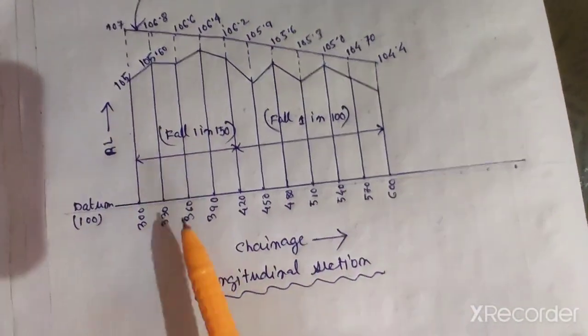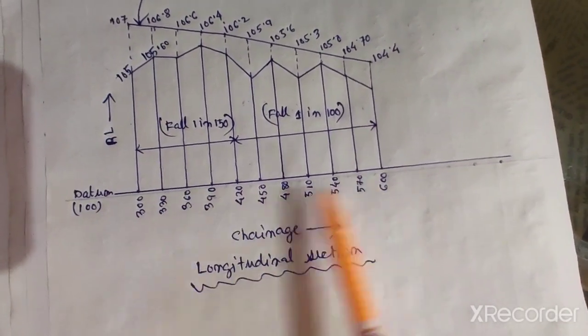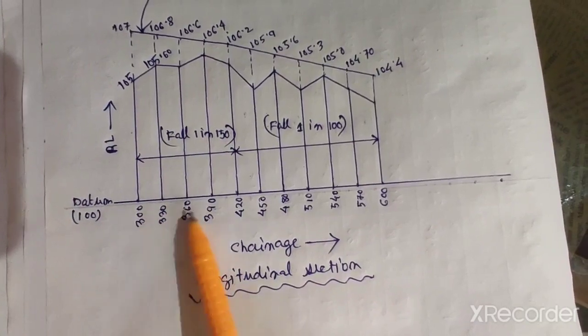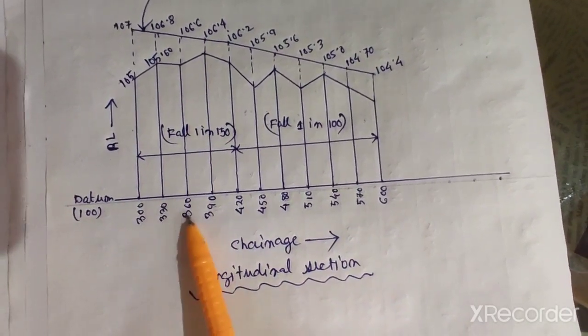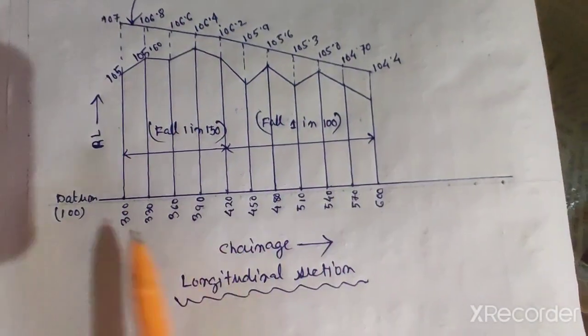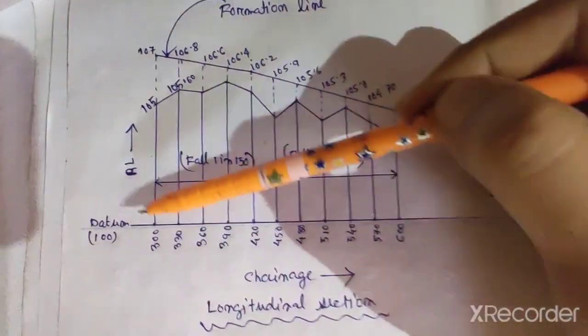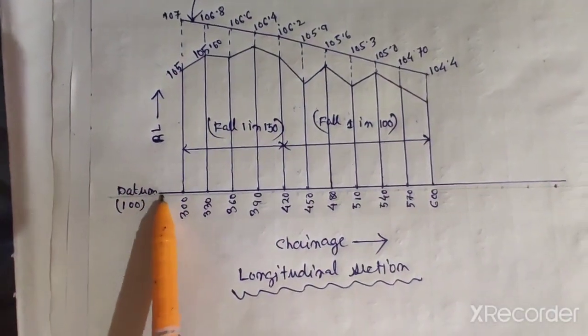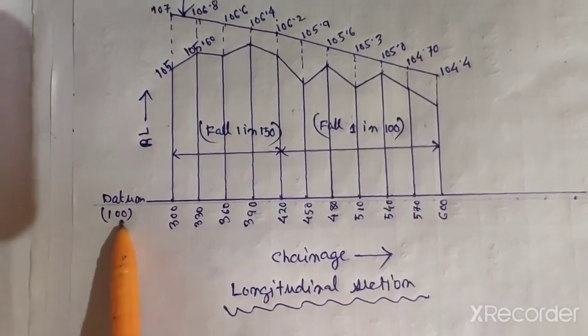So we just need to put those values in this graph. Along this line, these are the stations: 300, 330, 360. Chainage is 330, 360, 390, 420, and it goes like this up to 600. In the x-axis it is chainage, and in the y-axis it is the RL. Now we are using the datum value as 100.